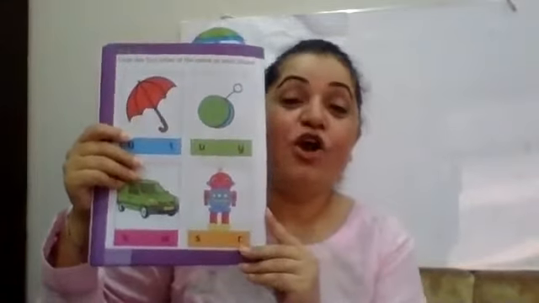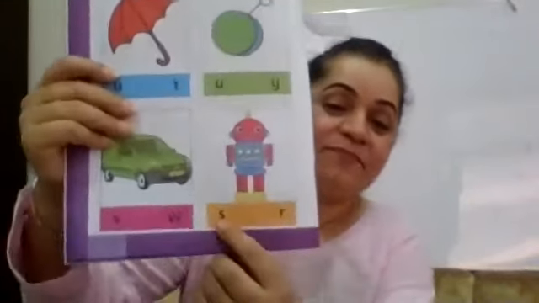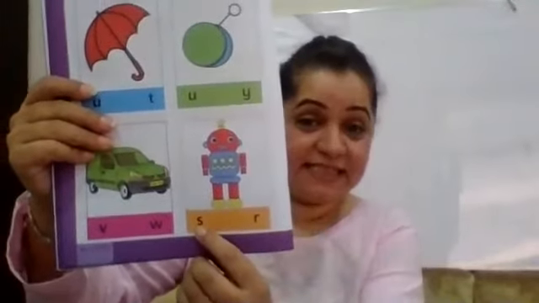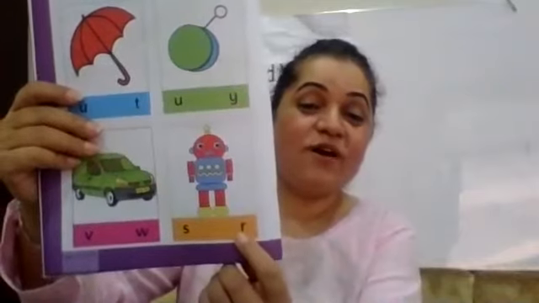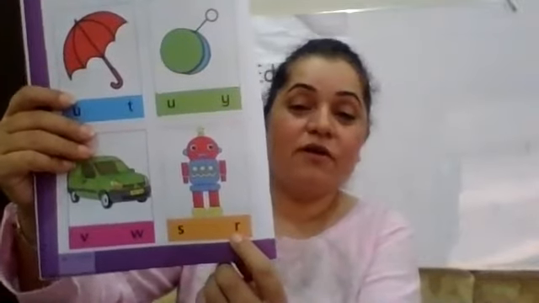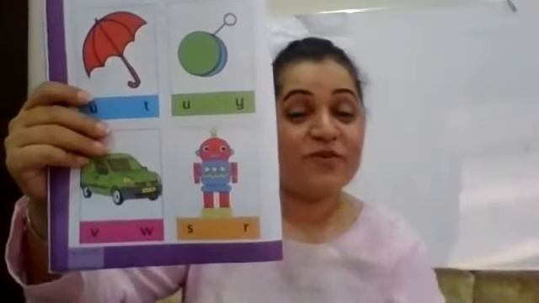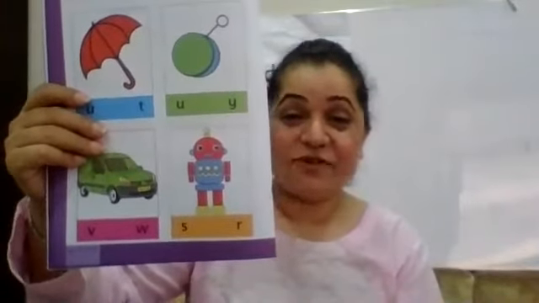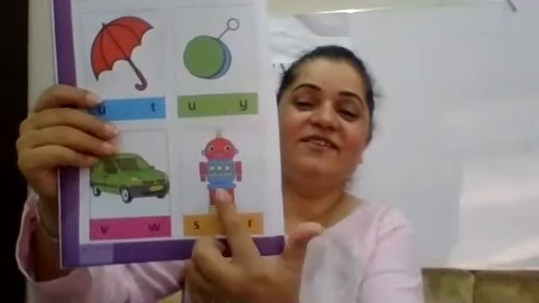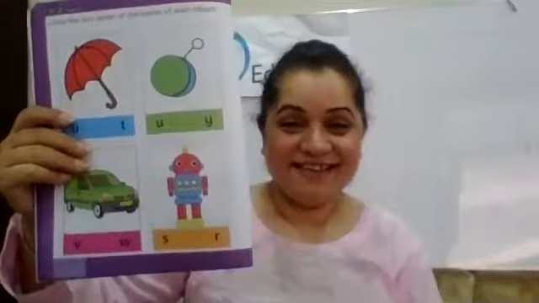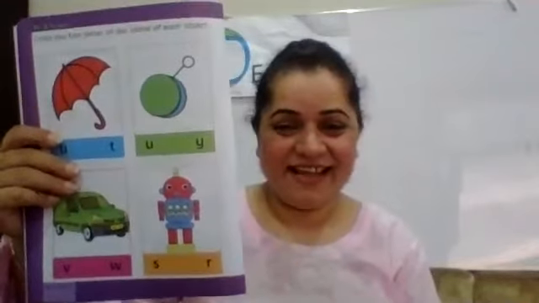Robot, right? And what is this? What is the sound of R? R. R is for robot. R is for rocket. R is for raccoon. Okay, so you're going to circle R over here. Yay, that's great. Okay, that was easy, right? You did it so well.